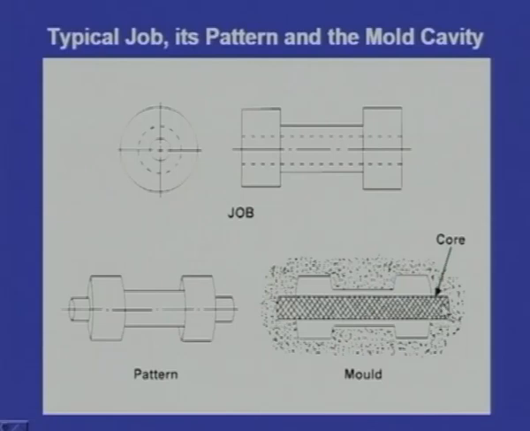And how is that place created? How is that seat created? Because of these projections. If these projections are not there, this place would not have been there, and then it is impossible to support the core. So, by using core prints, which are the extra projections, we create the seat where the core can rest. That is the purpose of core and core prints.